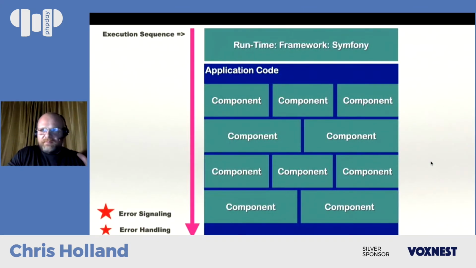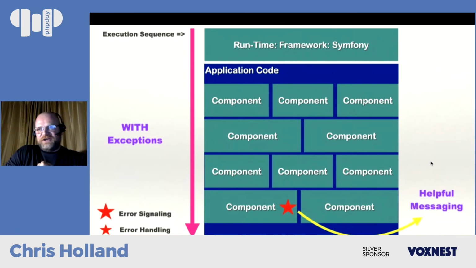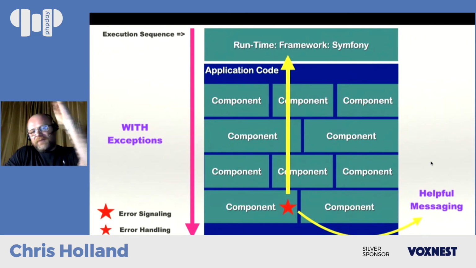Same diagram, the same stack, but now by leveraging exceptions, when an error happens at the bottom of the stack, we're going to throw an exception, and inside of that exception, we're going to encapsulate helpful messaging. So this exception, if nothing catches it, is going to bubble all the way up to the framework, all the way up to the runtime.